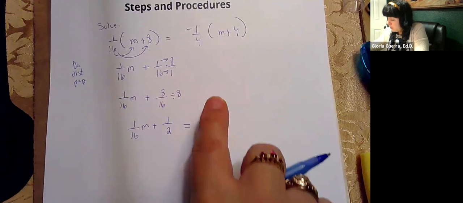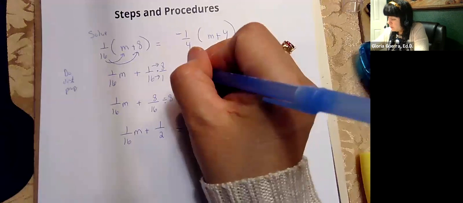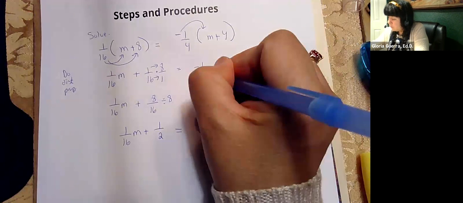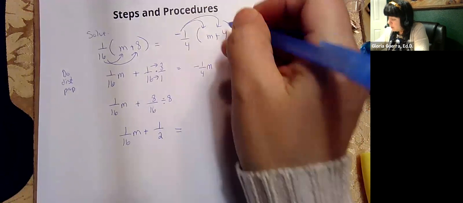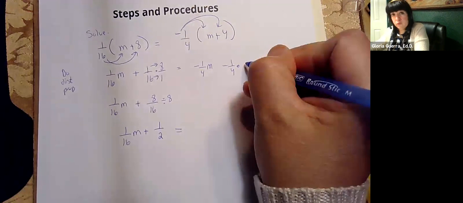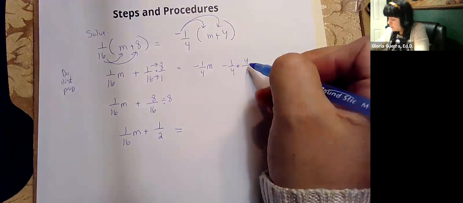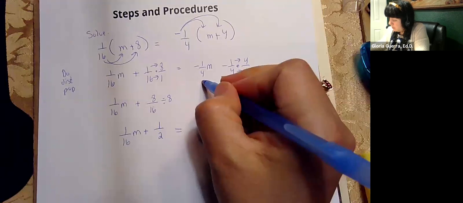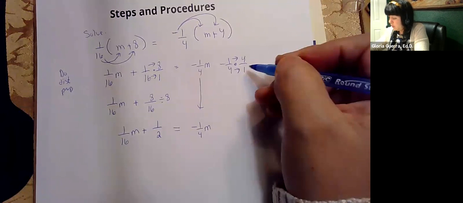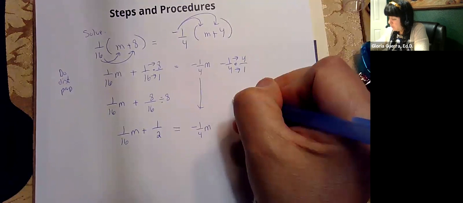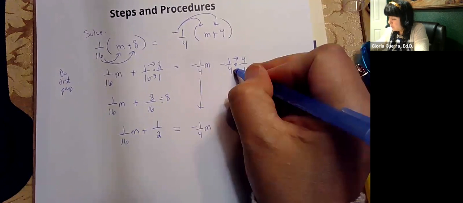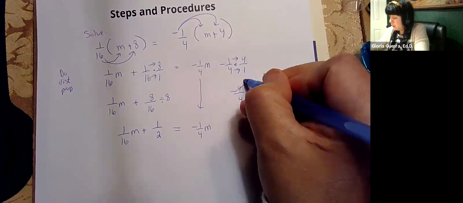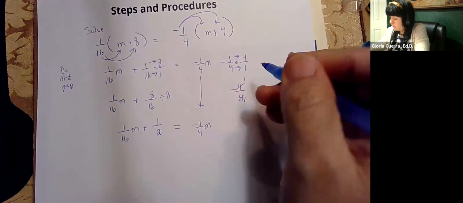Now over here, you're going to do the distributive property on this side. -1/4 times m is -1/4 m. And -1/4 times 4 over 1, right? You're going to multiply across. Okay. So I'm just going to bring this down. This is -1/4 m. But here I'm going to work with this. So -1 times 4 is -4, and 4 times 1 is 4. And you see this -4 over 4 is just a -1. Okay.